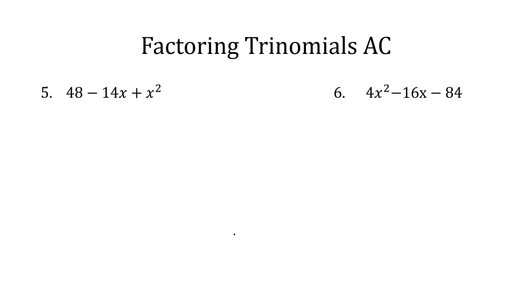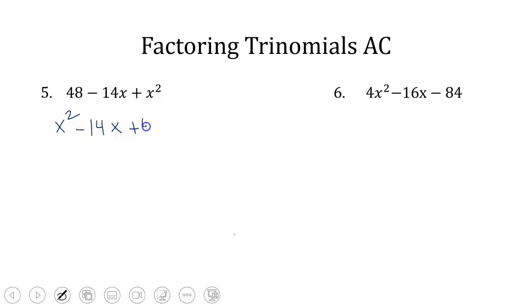So I have a positive x squared. I'm going to list that first. Then an x, so negative 14x, and then my number. So that's a positive 48. Now it's in the order, x squared, x, and a number.